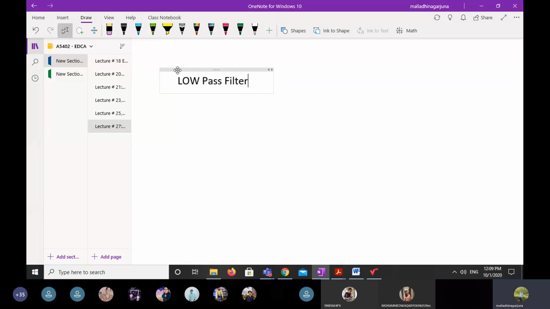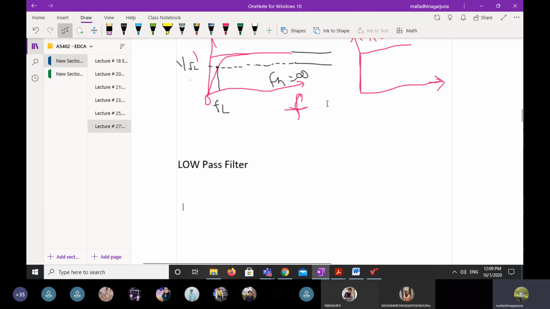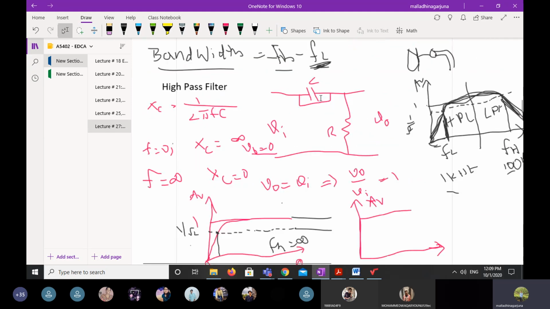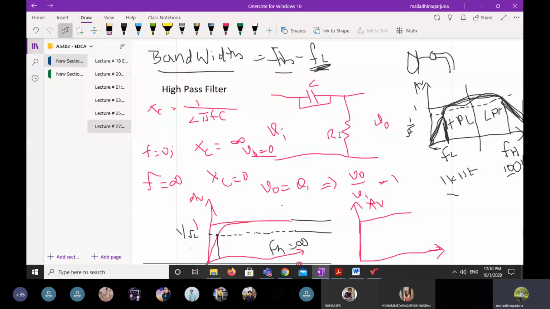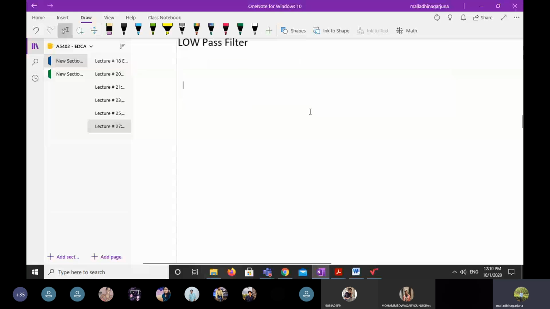Low pass filter. Take the same circuit, we just interchange the position of the capacitor and resistor. That becomes the low pass filter. Just interchange the position of resistor and capacitor. So the resistor will be here and the capacitor will be here.